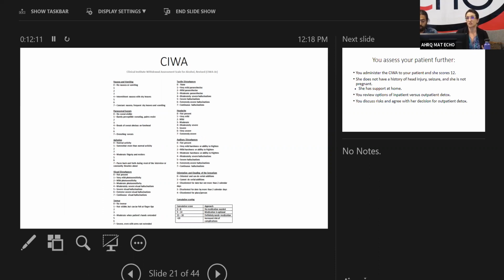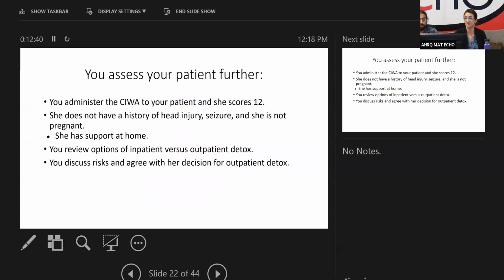So some of what the patient's reporting: nausea, visual disturbances, tactile disturbances, auditory, headache. Some of it is what you're observing, so the sweats and agitation, tremor. And then at the bottom there you can see their cumulative score in terms of determining what they need in terms of medication and in terms of a clinical setting for treatment. And we use this in our clinic, and it's also used in the inpatient settings.